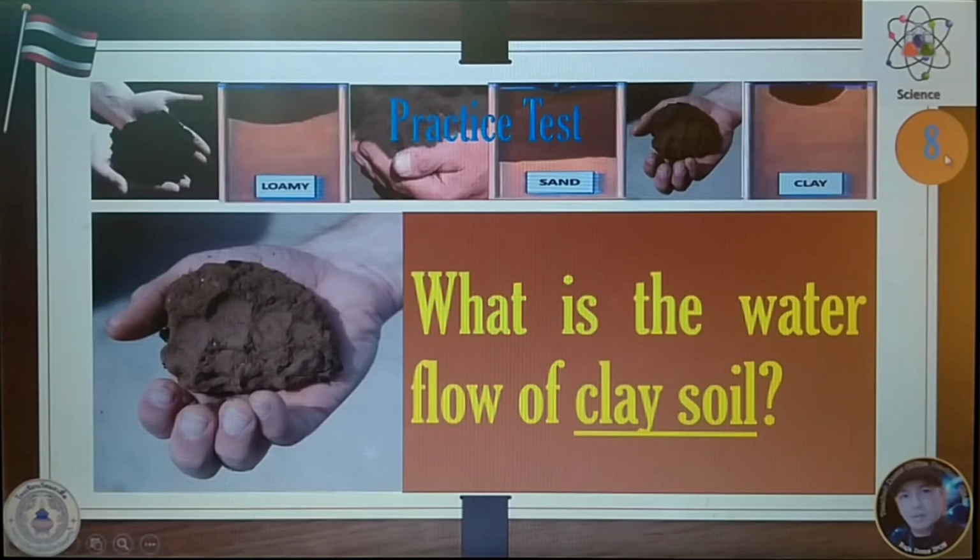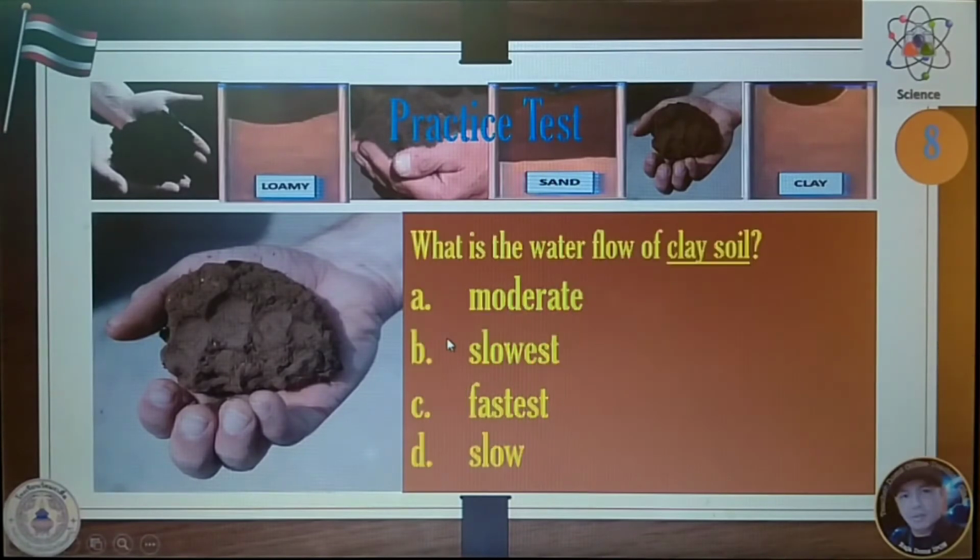Practice test 8. What is the water flow of clay soil? A. Moderate. B. Slowest. C. Fastest. D. Slow.